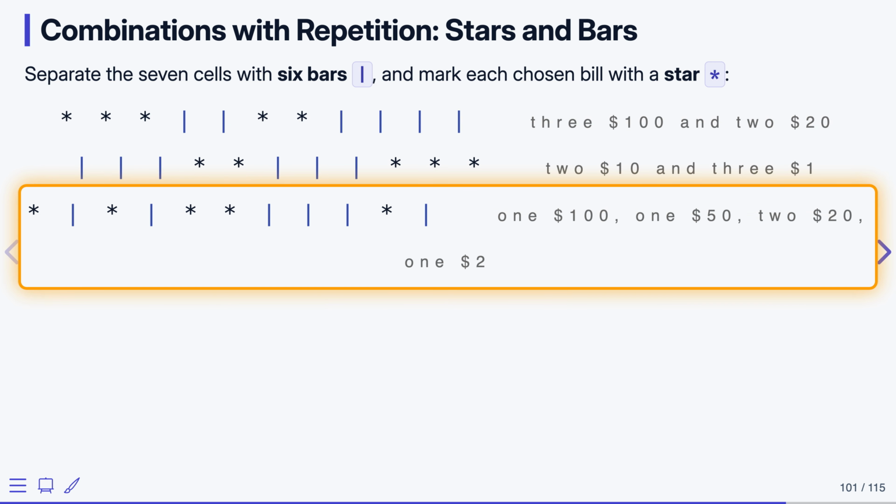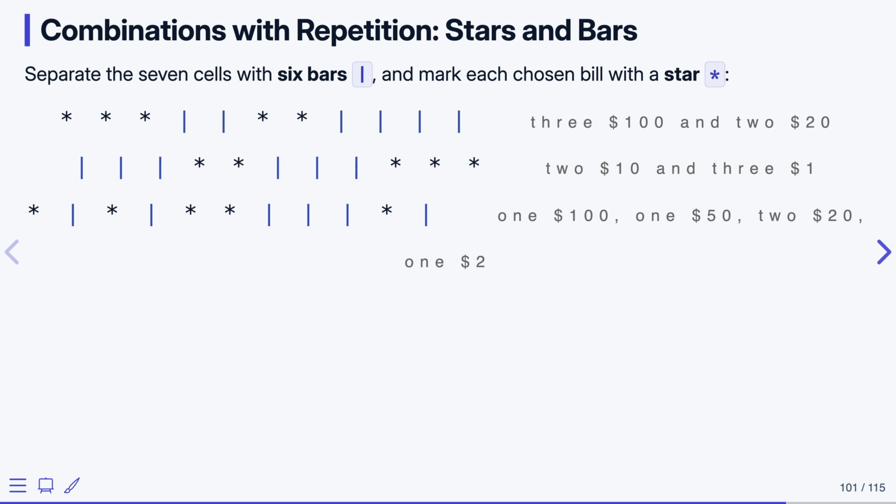The third row shows 4 different types. Now look at what every row has in common. 6 bars and 5 stars always. Nothing else changes.